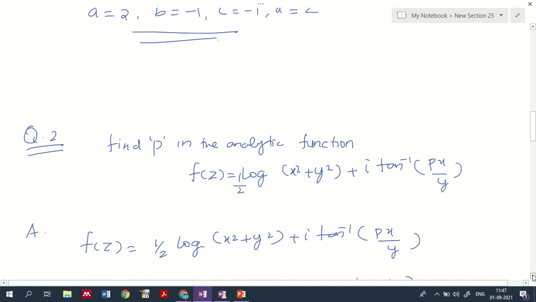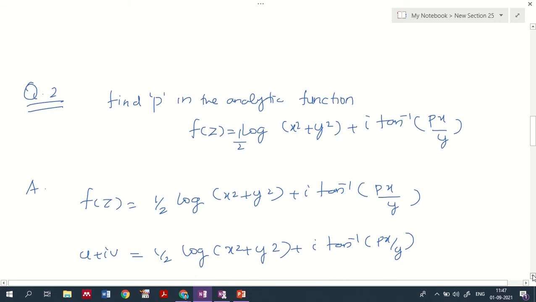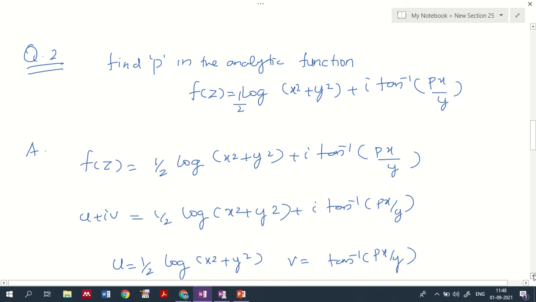Find the p in the analytic function, where the analytic function is f of z equal to half log x square plus y square plus i tan inverse p x by y. So here we have to find the unknown p. The function is given as analytic. Like the earlier problem, we can do the same way here.